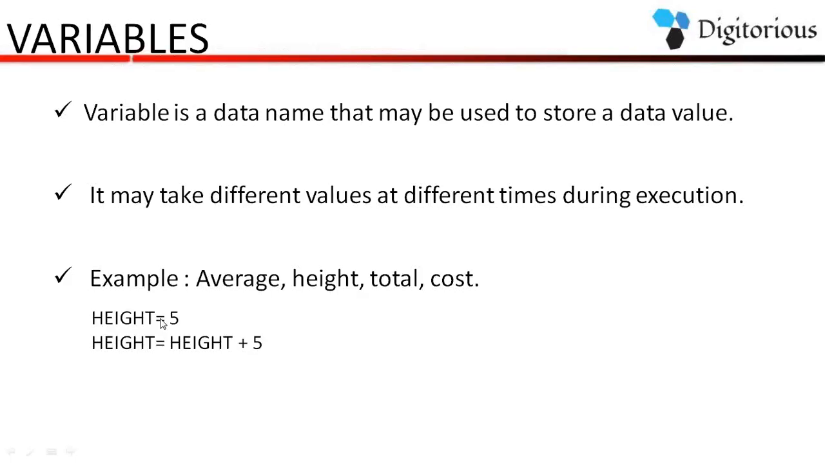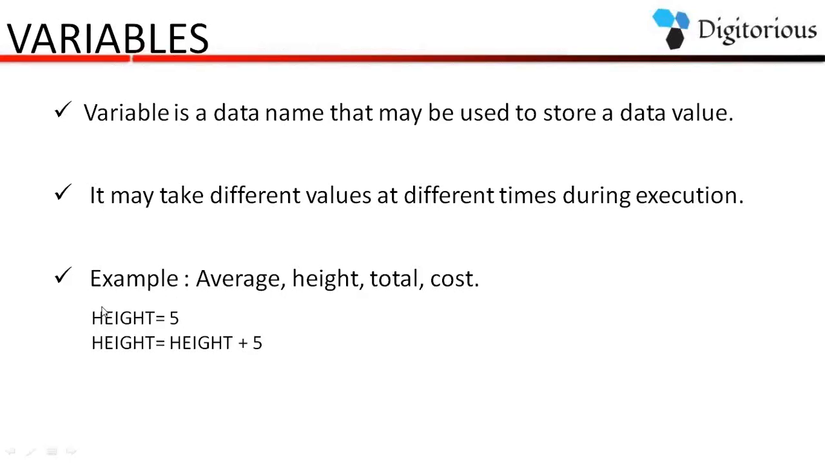What this operator does is it calculates the value of the expression written on the right hand side and assigns that value to the variable on the left hand side. So as soon as the compiler encounters this statement, height is equal to 5, it will fetch this value 5 and put it inside the variable height.